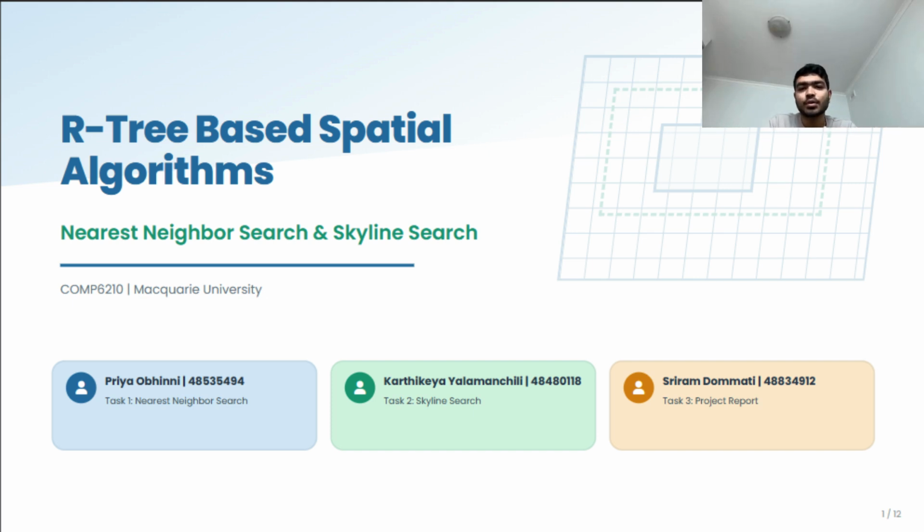On behalf of our group, I would like to welcome you to our presentation on R-tree-based spatial algorithms covering nearest neighbor search and skyline search for our course at Macquarie University. Our group has built all the algorithms from scratch in Python without using any external spatial indexing libraries. Across both tasks, we have implemented 6 algorithms in total, and I will let my teammates walk you through everything we did, how we did, and why we have made those choices.